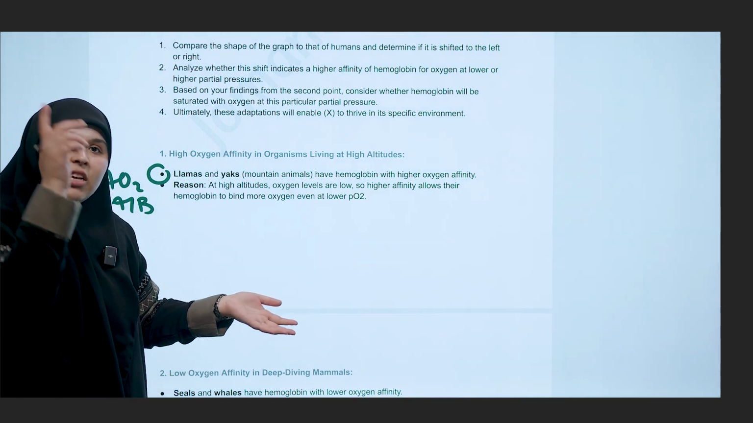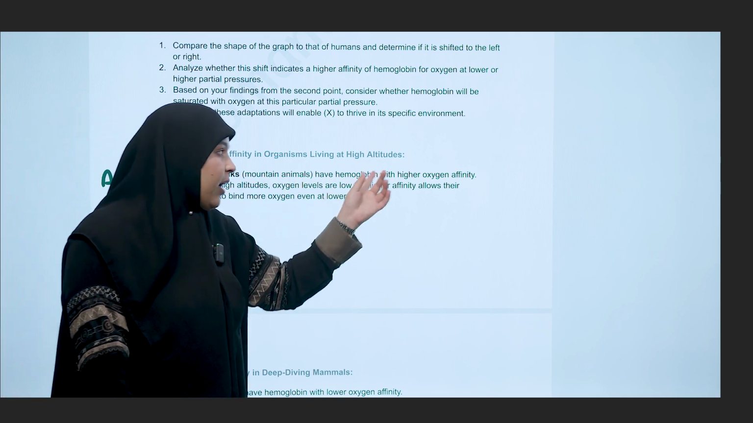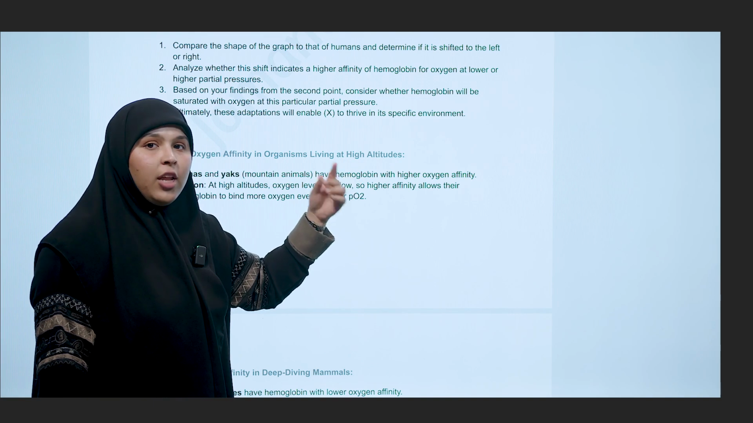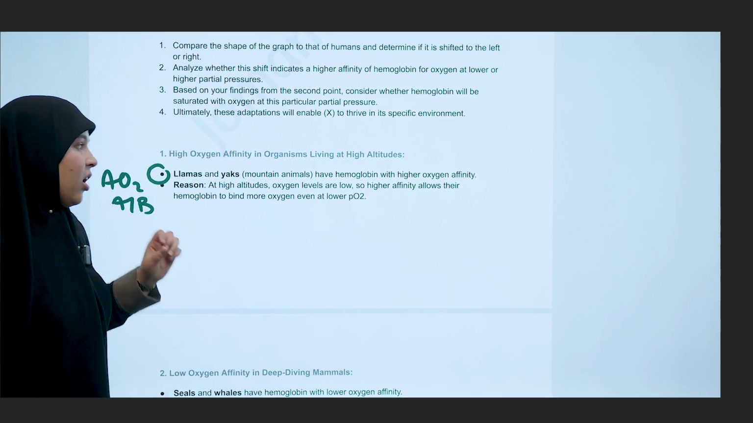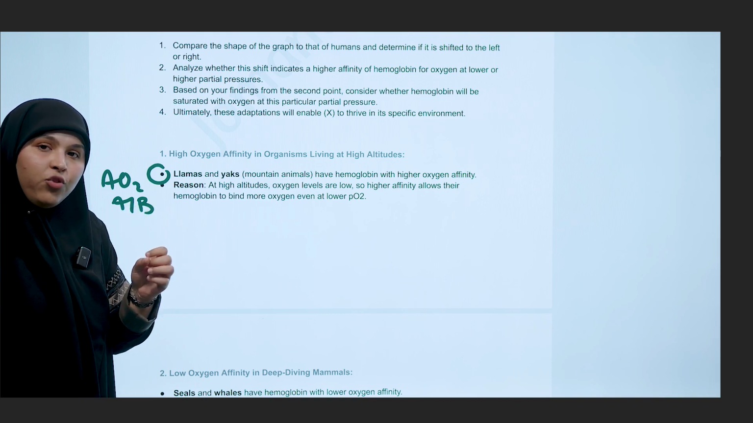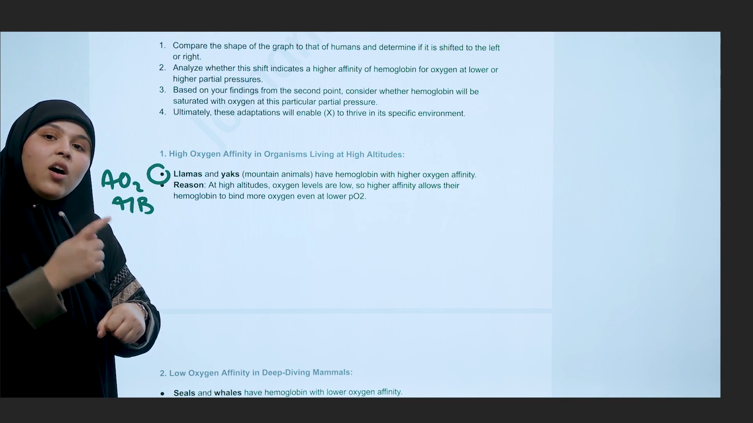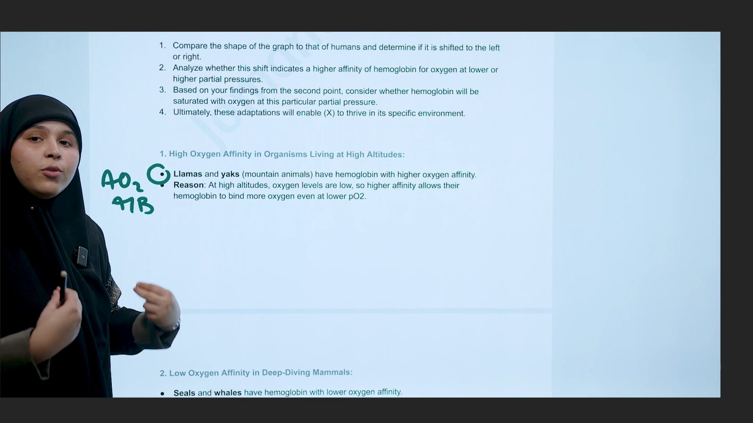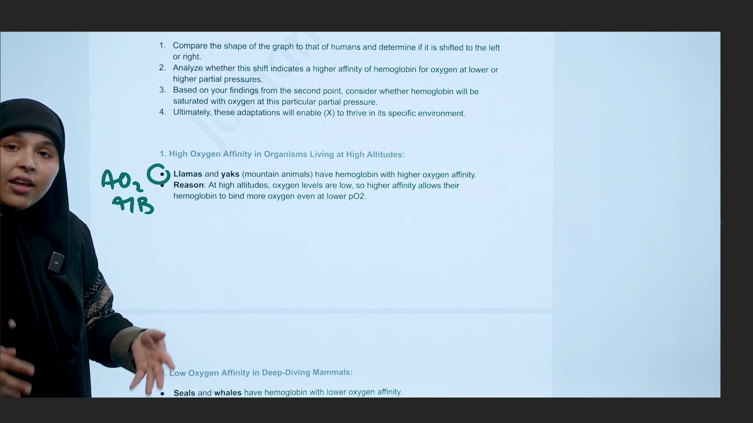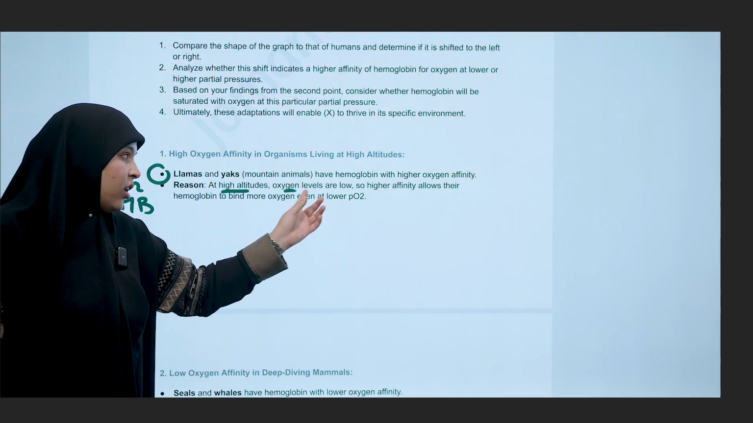Yes, but see the shape of the graph. Where do these animals live? They live in an area where we're having a high altitude, and you already know that in high altitudes, we're having less oxygen. So in order for them to adapt to this environment, where we have less oxygen, they must be able to have a higher affinity of hemoglobin to oxygen so that they can live and adapt within this environment. So at high altitudes, the oxygen levels are low.